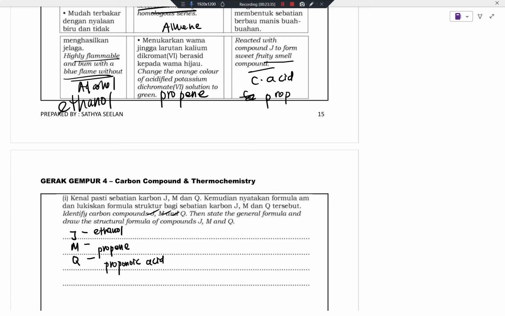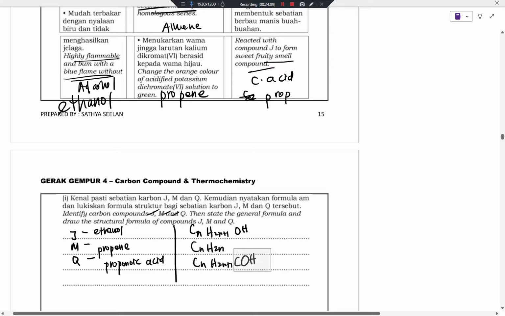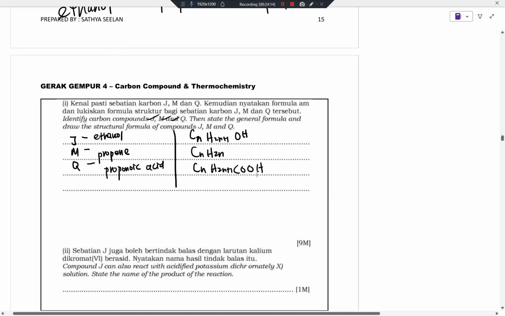Okay, then state the general formula and draw the structure formula of JMQ. சரியா? சரி, நான் general formula பக்கத்துல எழுதிடுறேன். General formula for compound J. General formula ethanol வந்து CnH2n plus 1 OH வரும். Propene அப்ப இது CnH2n வரும். இது வந்து carboxylic acid CnH2n plus 1 COOH. Okay, COOH. And then you need to draw all three.